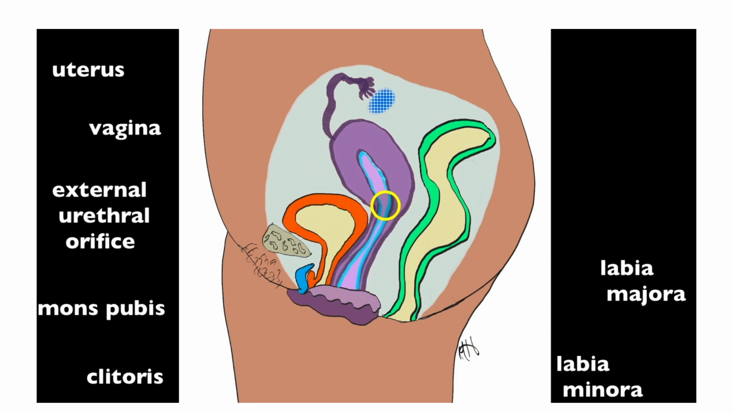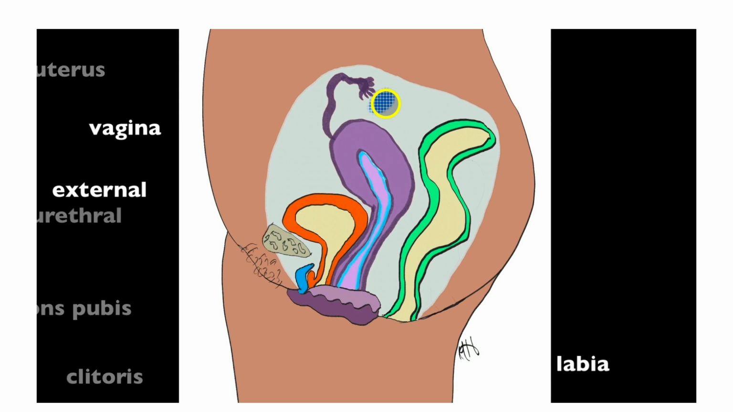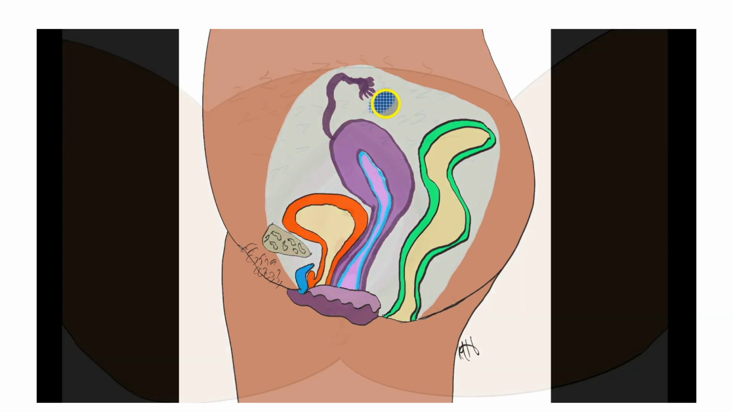The cervix would be right here. It's not really shown very well in this image. We'll look at a better image after this. This is a uterus, fallopian tube coming off of the uterus, and this is the ovary right here. So we're going to look at a more detailed image of the uterus, the fallopian tubes, and the ovaries shortly.